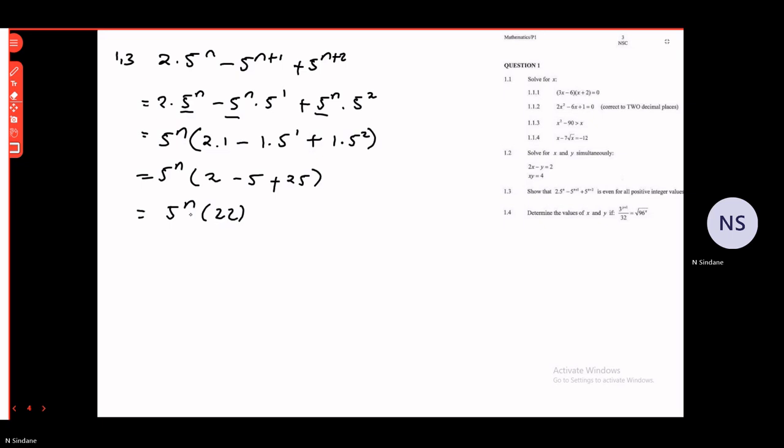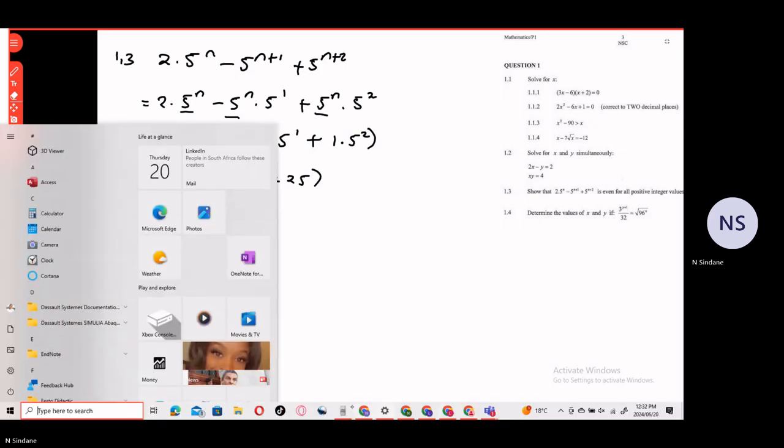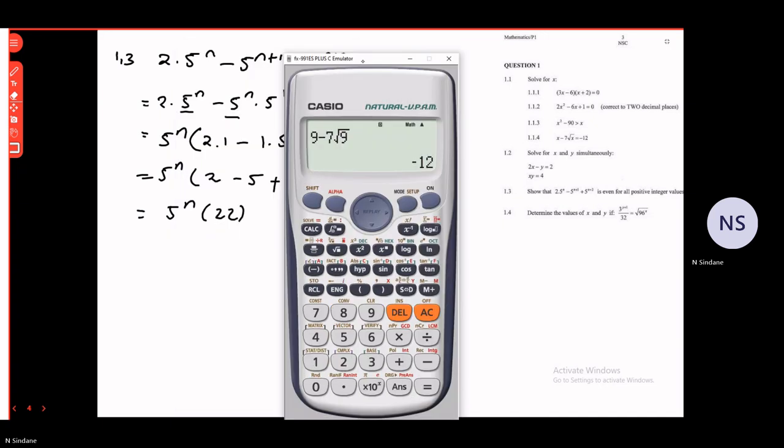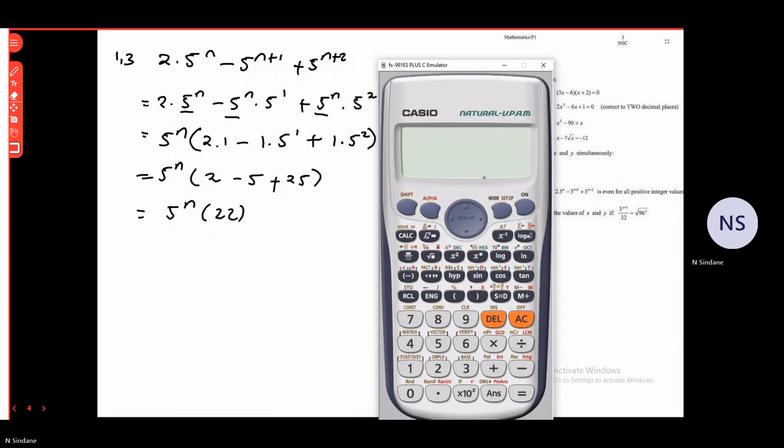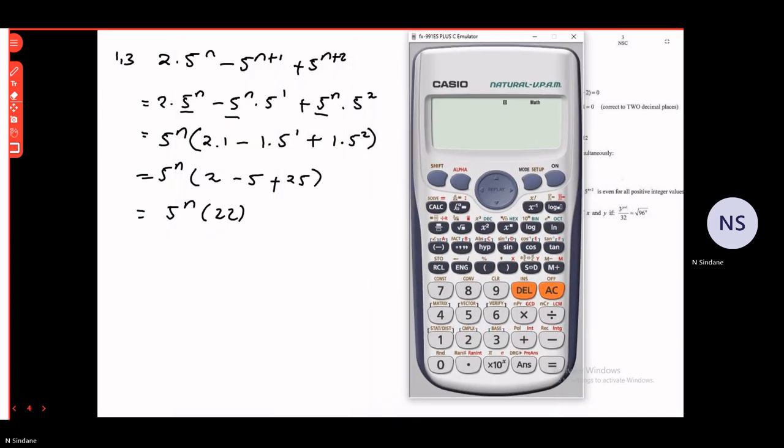Substitute 1, it will give you what? Let's prove that. Any number that you substitute will always give you an even number, as long as that number is positive. Let's start with 0. 5 to the power 0 into 22, I'm getting 22. 22 is even. Substitute 1 there, I'm getting 110. 110 is even. Substitute 2 there, I'm getting 550.